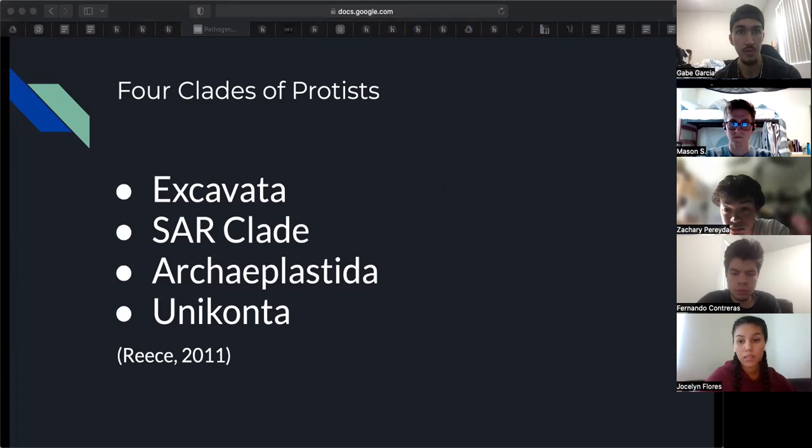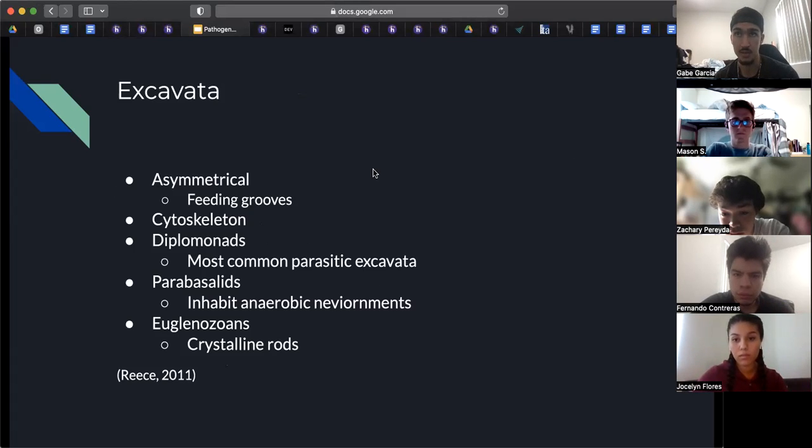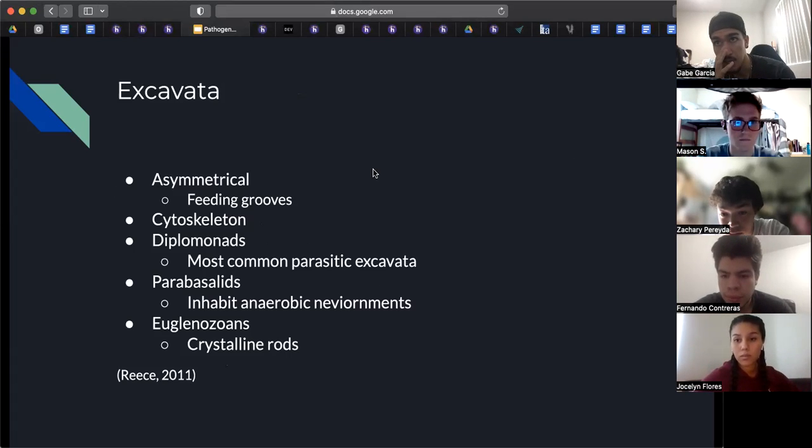So for protists, we have 4 different clades. The 4 different clades are going to be excavata, the SAR clade, Archaeplastida, and Unikonta. And we'll go in depth on those. Excavata are asymmetrical organisms because their feeding grooves that they use to ingest food particles is only on one side of the organism. Excavata are also known for their cytoskeleton.